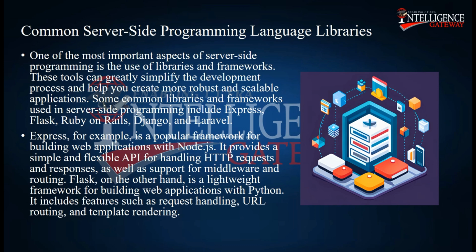It provides a simple and flexible API for handling HTTP requests and responses, as well as support for middleware and routing. Flask, on the other hand, is a lightweight framework for building web applications with Python. It includes features such as request handling, URL routing, and template rendering.